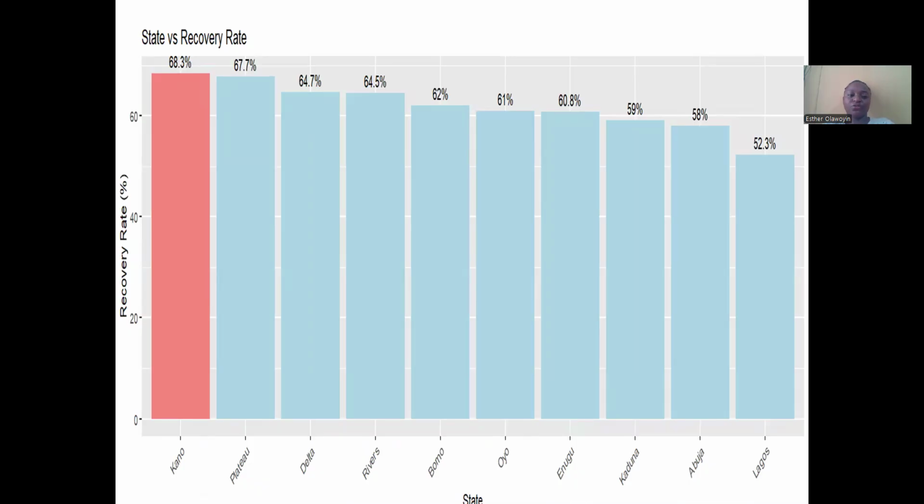State versus recovery rates. Now, as you can see, according to my chart, Kano has the highest recovery rate of about 68.3. For Lagos, it is about 52.3. This shows that Kano has more resources, not only the tools or equipment, but probably more hands there compared to Lagos. So therefore, there should be an allocation to Lagos State.